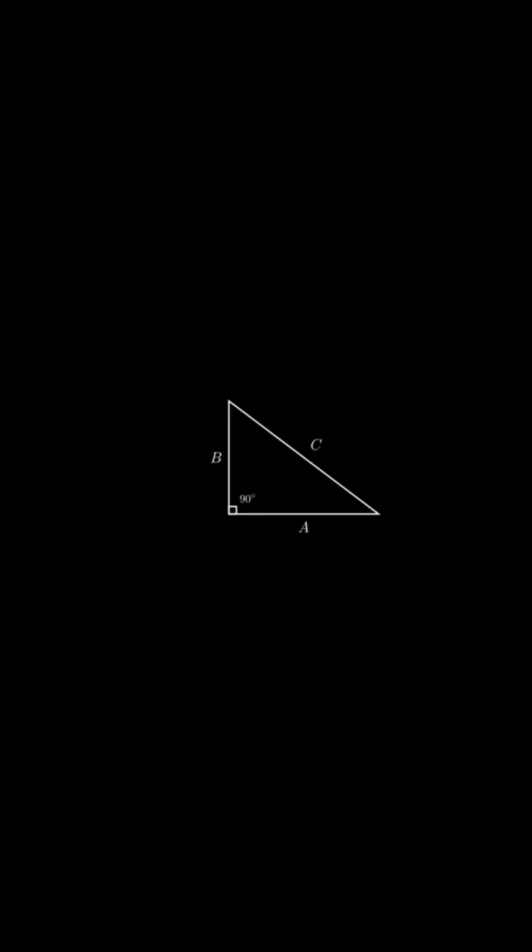If we were to change this angle to anything other than 90 degrees, the Pythagorean relationship would break down, and we'd need different formulas to relate the sides. So remember, whenever you see a right triangle, you can apply the Pythagorean theorem to find unknown sides. The right angle is what makes this powerful relationship possible.